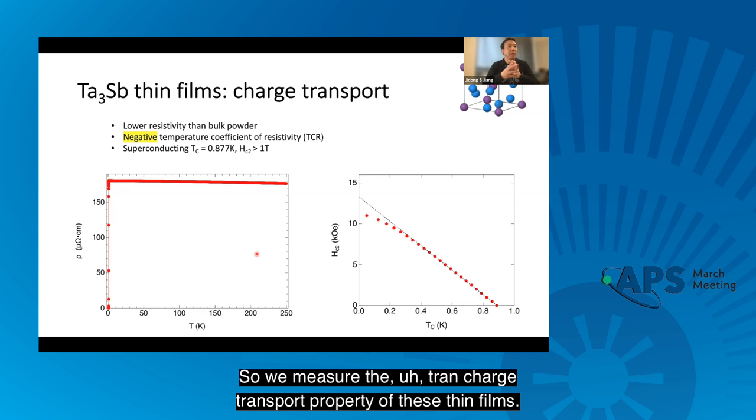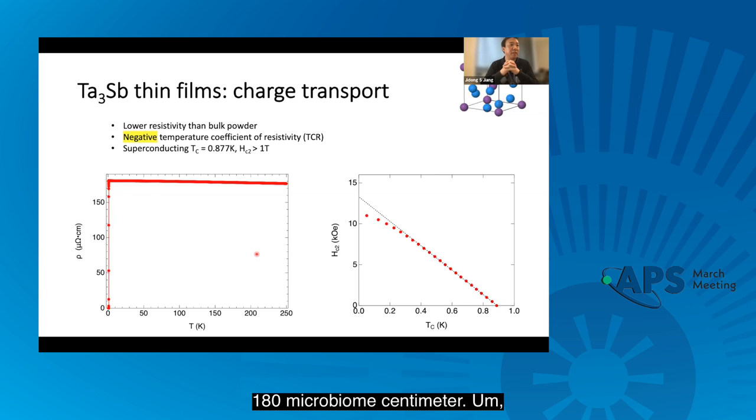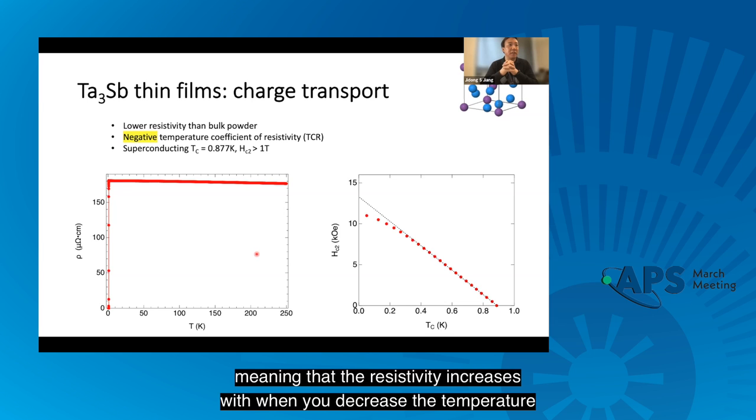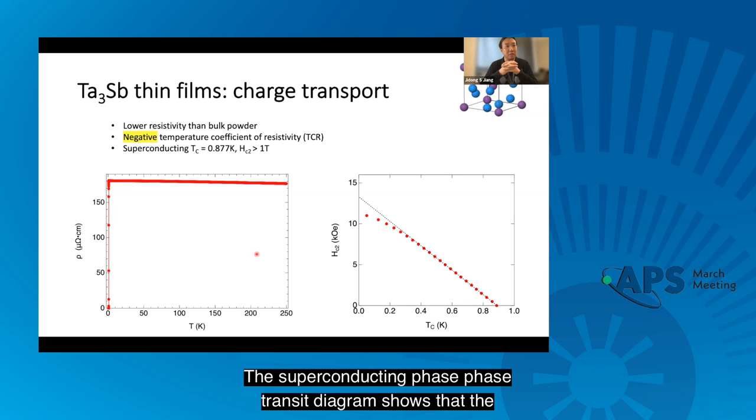So we measured the charge transport property of these thin films. These thin films have lower resistivity than bulk powder, on the order of 180 microohm centimeter. But different from the bulk powder, we do see a negative temperature coefficient of resistivity, meaning that the resistivity increases when you decrease the temperature. The superconducting phase transition diagram shows that the film goes superconducting at around 877 millikelvin with the upper critical field greater than 1 tesla.